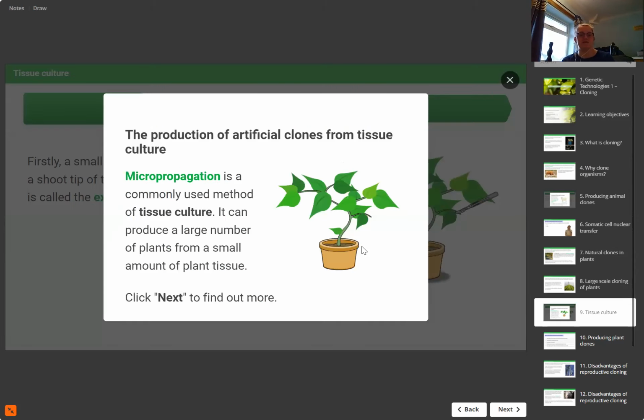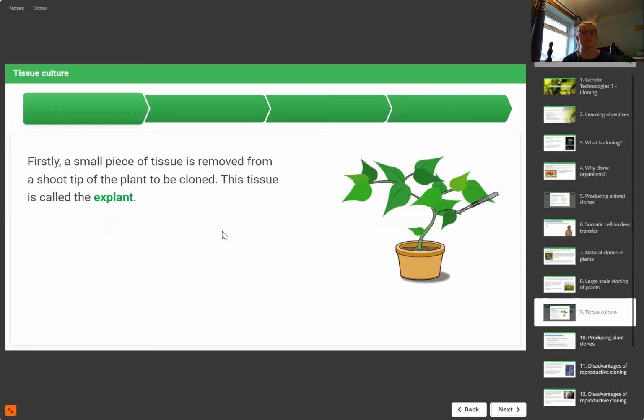So how do we do this? Well, the production of artificial clones from tissue culture we call micropropagation, and it's a commonly used method of tissue culture. It can produce us a large number of plants from a really, really small amount of plant tissue. What we do straight away is we get a small part of the plant tissue and we remove it from a shoot tip of the plant to be cloned. We call this tissue an explant. So we remove a tiny, tiny bit of tissue from the shoot tip, and that is an explant.